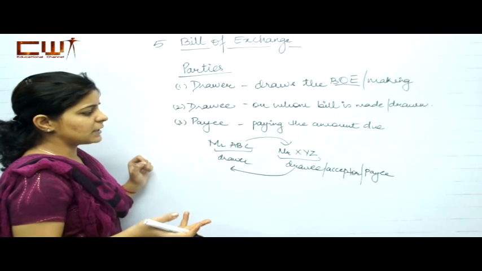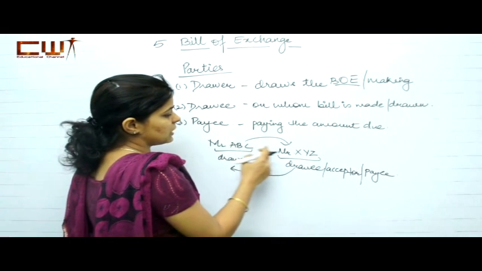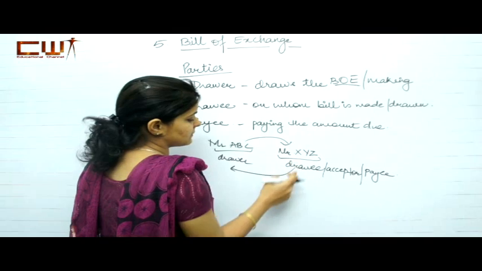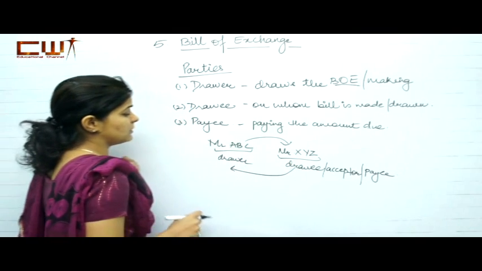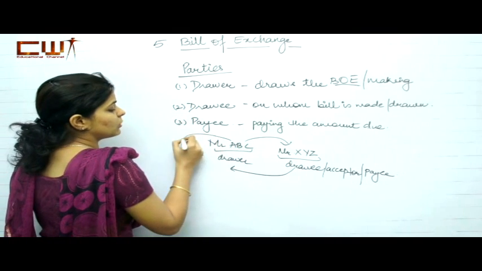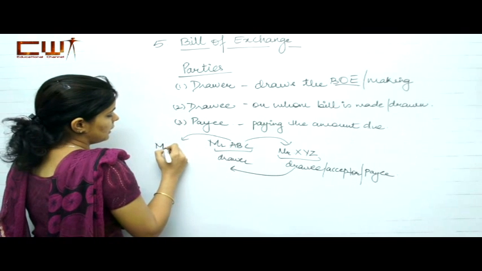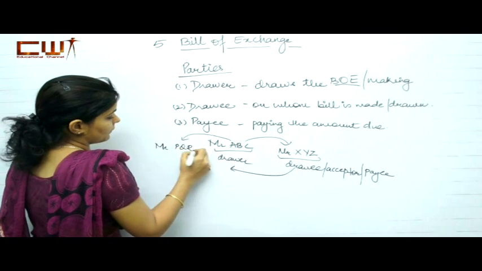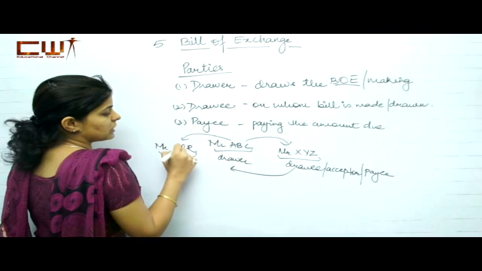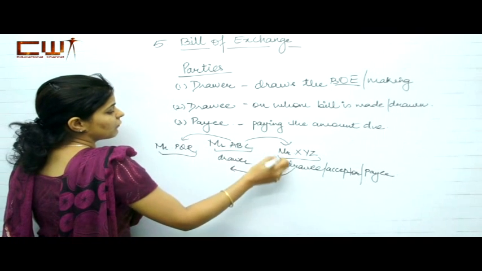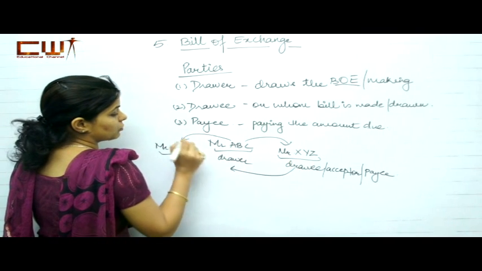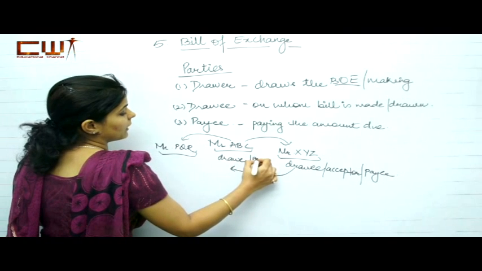Alright, but in some cases what happens, Mr. ABC has drawn up a bill on XYZ, and after acceptance it has been given to ABC. Now ABC has to give money to Mr. PQR. Alright, so Mr. ABC will take the bill and give it to him. So in this case, he will become the payee.